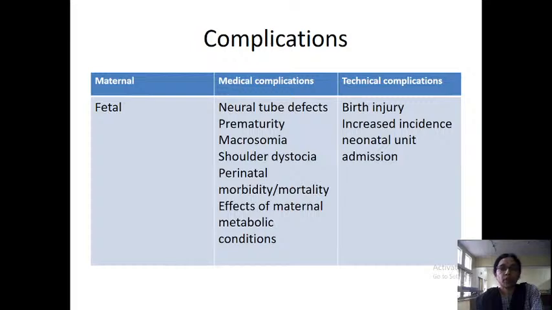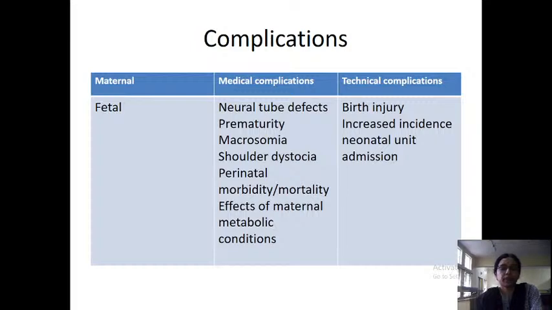So coming to the fetal complications, they include again an increased incidence of neural tube defects and prematurity, and macrosomia. And once it is a macrosomic baby, there is again an increased risk of birth injuries because of shoulder dystocia. Because of these complications, the shoulder dystocia and the birth injuries that we encounter in these fetuses, there is an increased perinatal morbidity and mortality, and it is also because of the effects of the maternal metabolic conditions that these women are prone to.